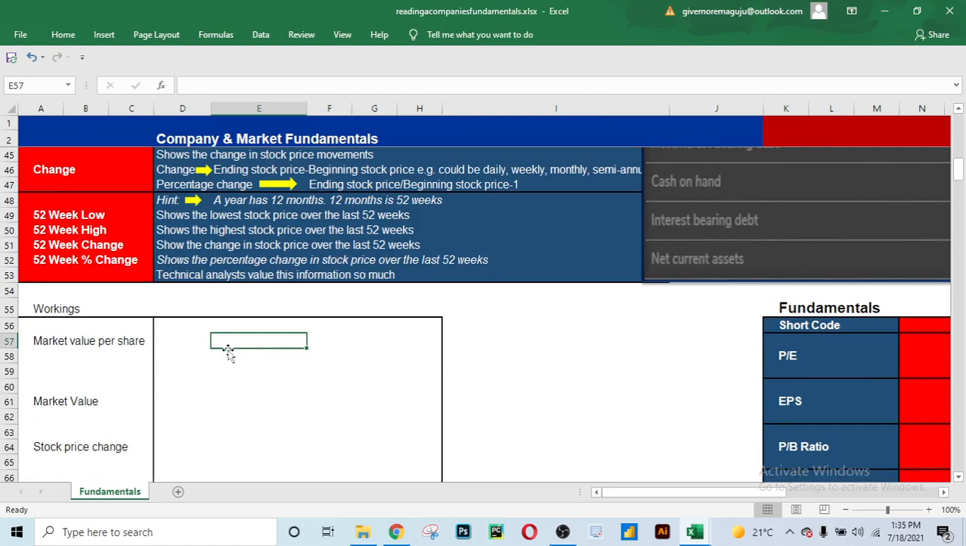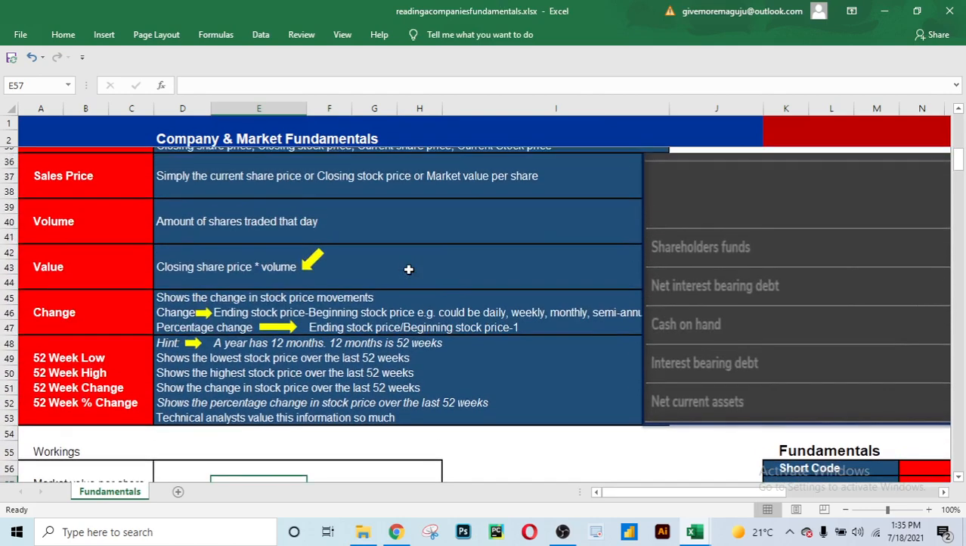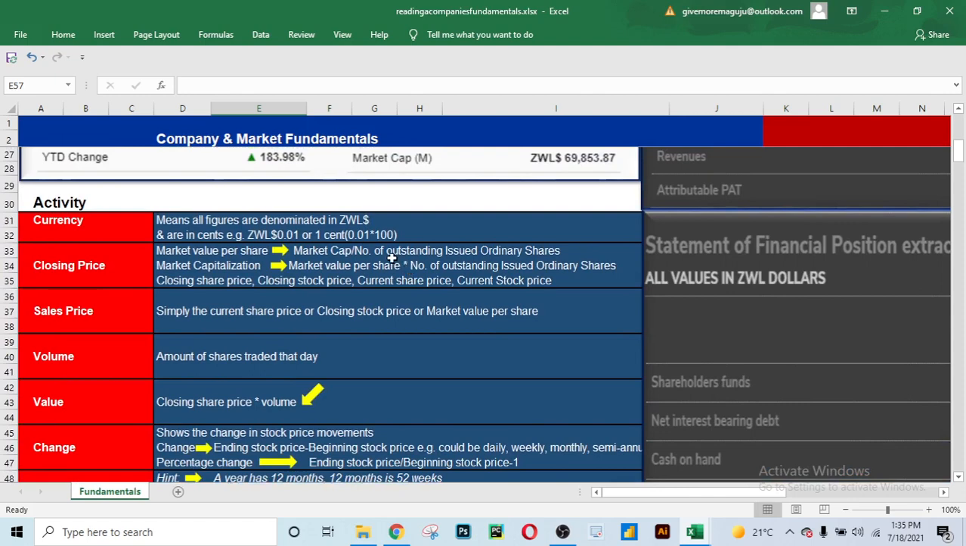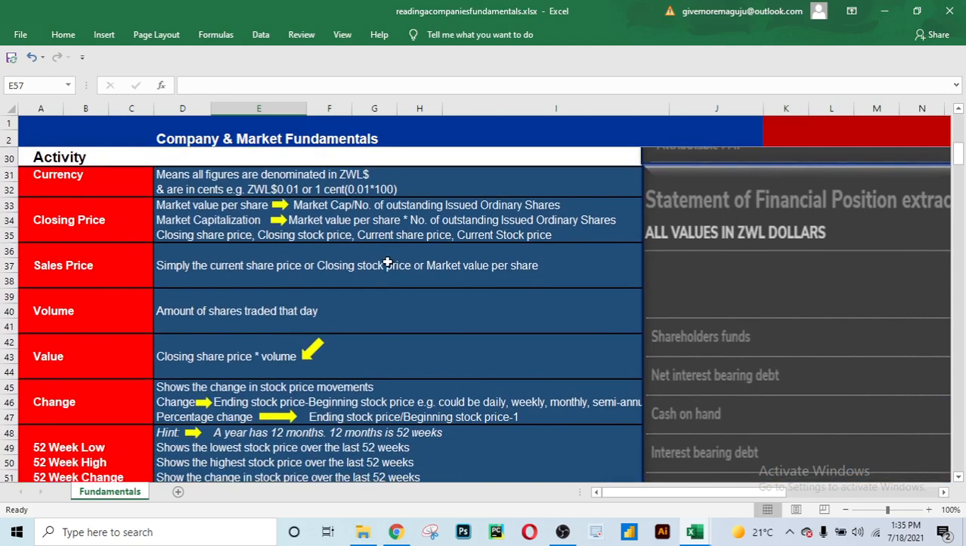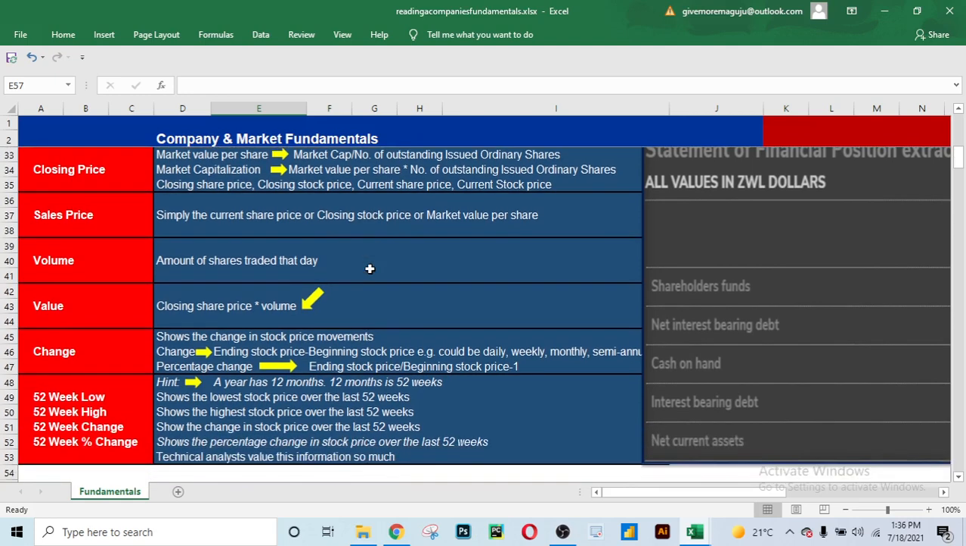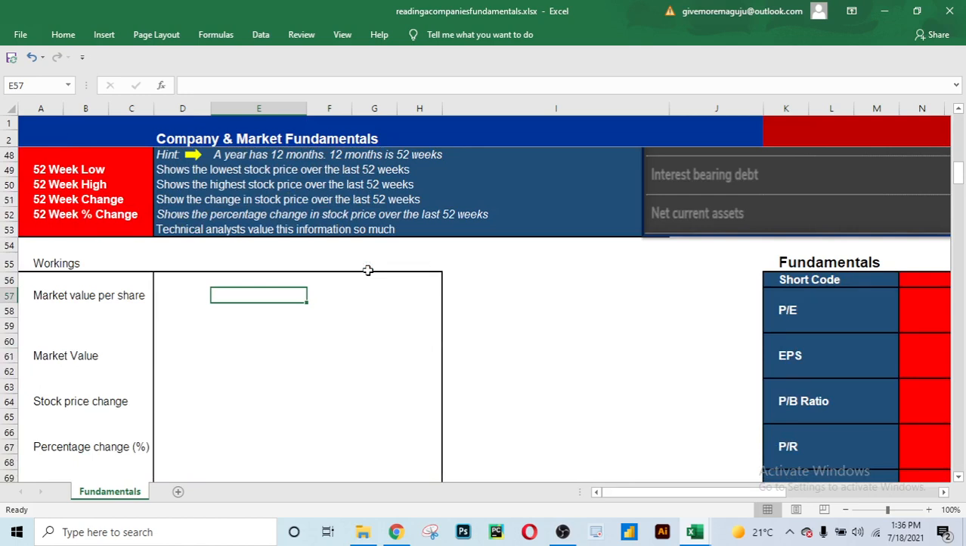where we are continuing from the previous tutorial where we discussed a lot about the activity side. We discussed currency, the closing price, and we even shared some cool formulas there. We even discussed the sales price, the volume, the value, the change, and how all these things are calculated. I've shared the formulas, so now I just want to show you how to calculate all these things. So without wasting time, let's dive right into it.